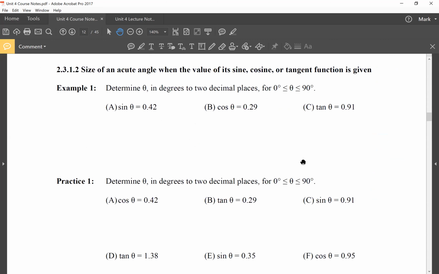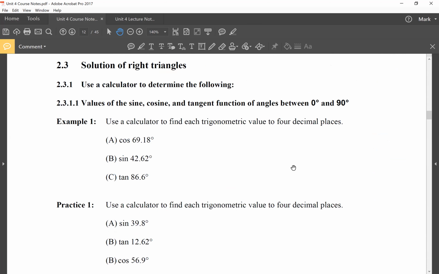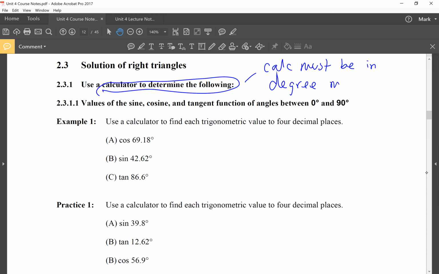Now, these problems are very simple. I'm going to show you how to use a calculator to find these things. Now, one thing you need to do before you do this is make sure your calculator must be in degree mode. Now, what is degree mode? There are two types of modes typically for trigonometry on your calculator: radian mode and degree mode.